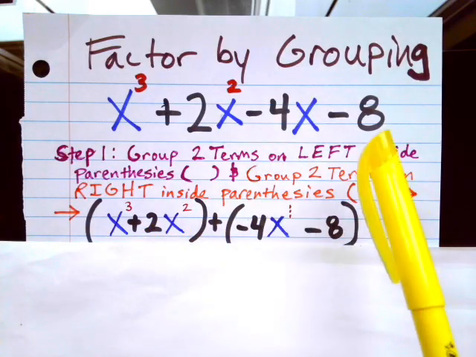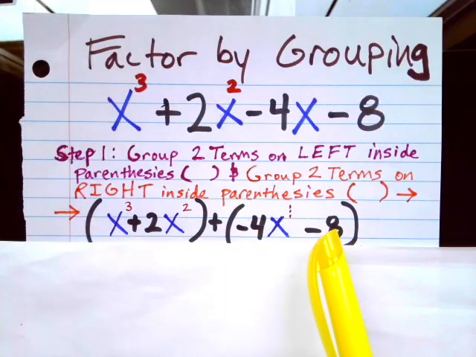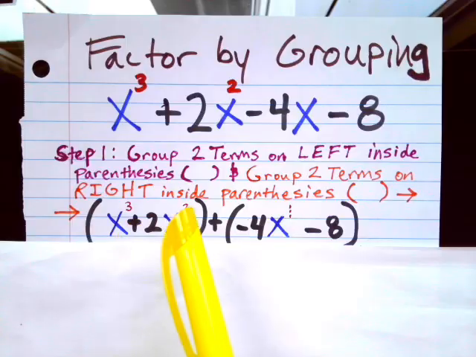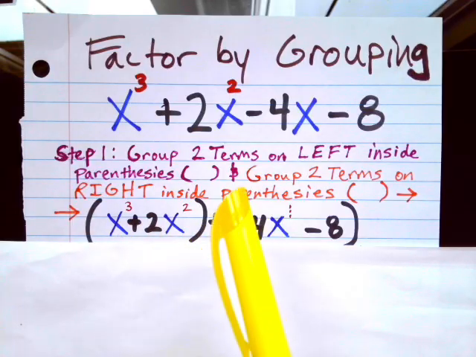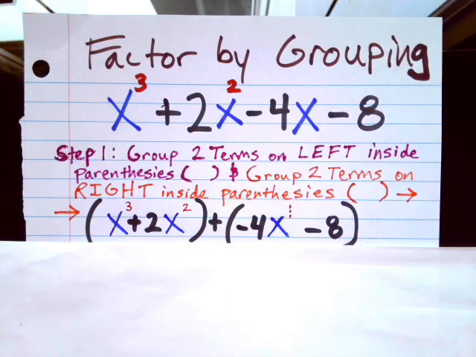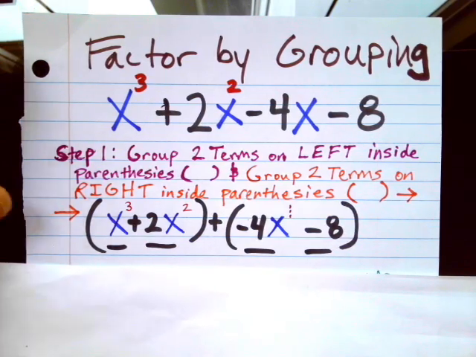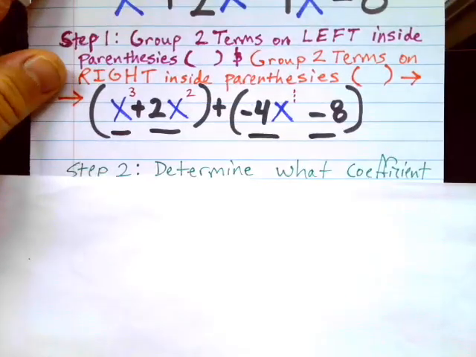But as you can see, -4x plus a -8 is still the same, just inside parentheses. x cubed plus 2x squared, still the same, inside parentheses. Put a plus sign between these 2 parentheses, okay? Let's move on forward.